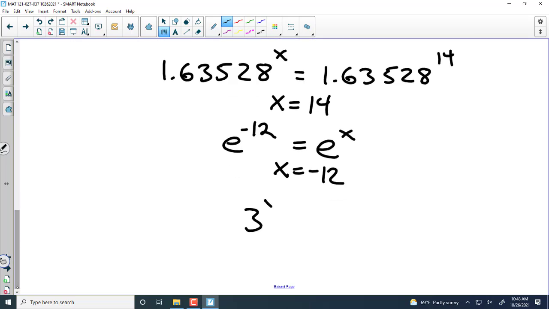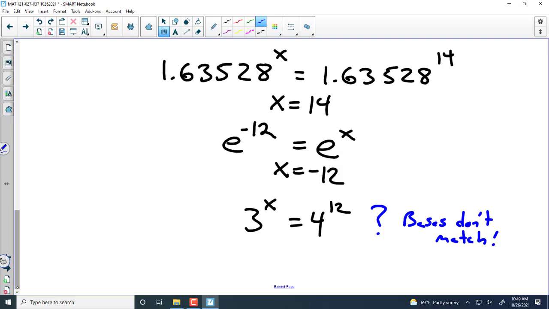3 to the x equals 4 to the 12. What's x? Well, oh no. Be silent, you should. I don't know what it is. Why don't I know? Because the bases don't match. So I don't know what that is. Will we know how to solve a problem like that later? Yeah, I'll teach you how to solve a problem like that, but we can't do it this way. Can't do that now.